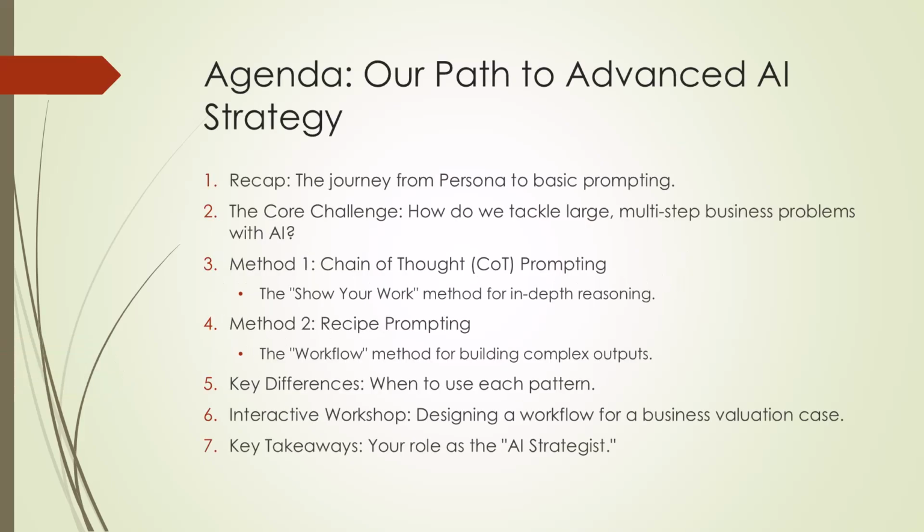Here is our agenda for today. We'll start with a quick recap of our journey from basic prompts to this point. We'll then define the core challenge that arises when we try to use AI for large multi-step business problems. We'll explore two distinct solutions. Method 1, chain of thought prompting, which is the show your work method for in-depth reasoning, and Method 2, recipe prompting, which is the workflow method for building complex outputs.